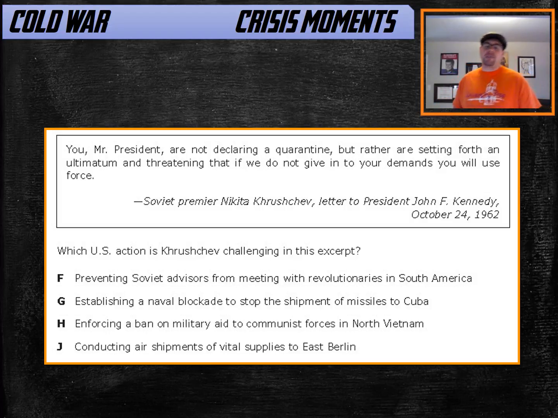Right here you have Nikita Khrushchev writing a letter to President Kennedy in October of '62. And he's mentioning a quarantine. Now this should be a huge clue that they're talking about the Cuban Missile Crisis. And the Cuban Missile Crisis is the crisis moment that comes up again and again on the test. So you need to understand what it is. What is the Cuban Missile Crisis?